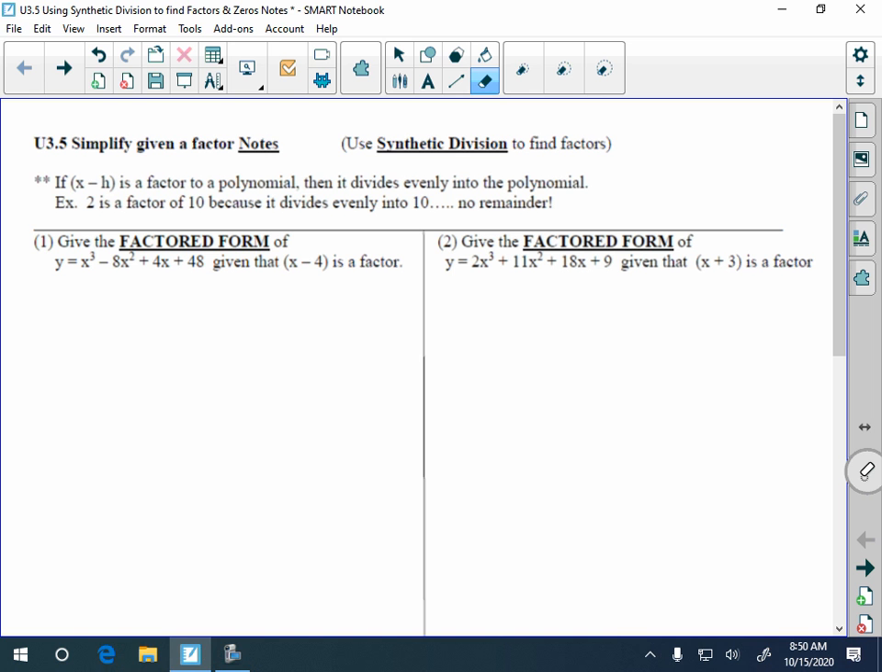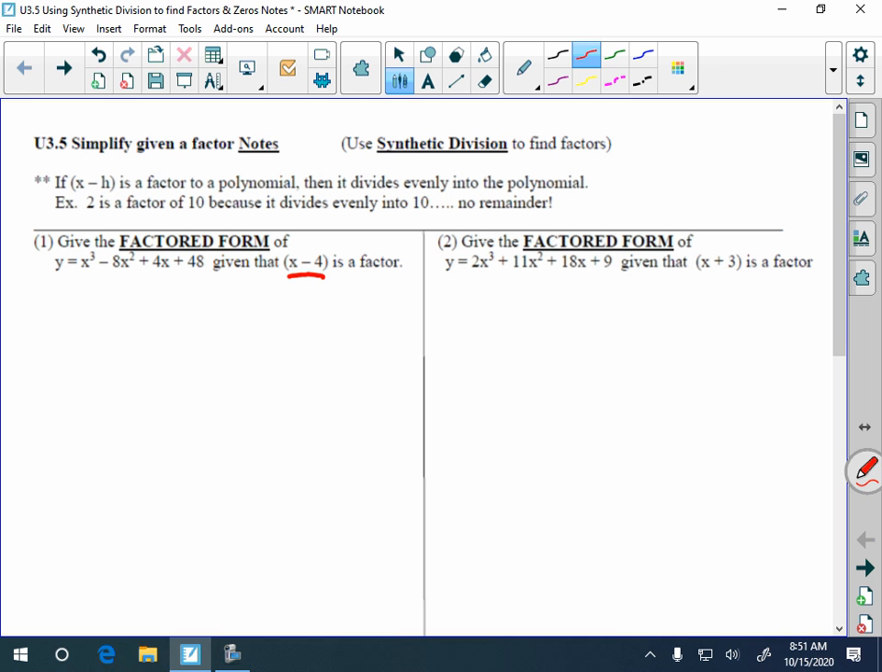So in this problem, they tell us that x minus 4 is a factor to this polynomial. It's one of the factors. There's 3 factors because it's a degree 3 polynomial. So we have to find the other factors. So since x minus 4 is a factor, that means it has to divide evenly into the polynomial. Now, we could use long division if we want to use long division, or we can use synthetic. And synthetic is going to be a little bit easier because it's faster.